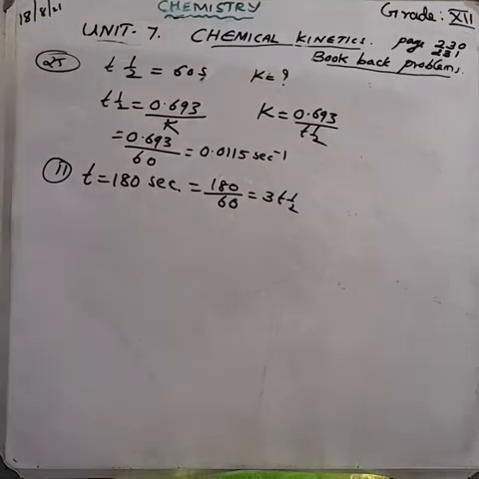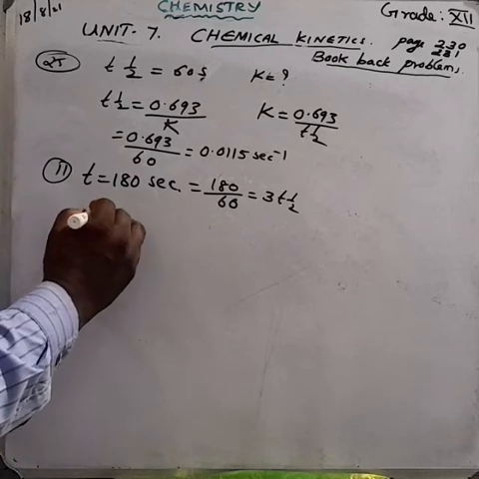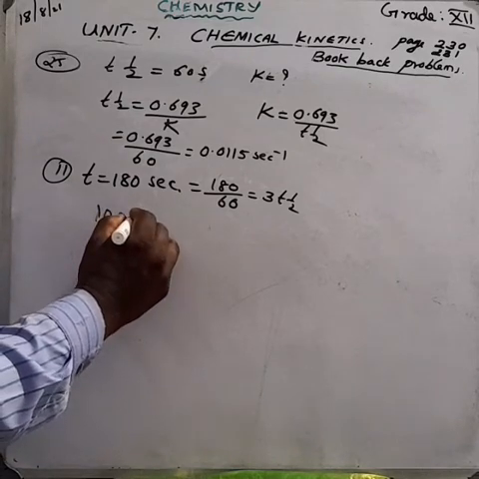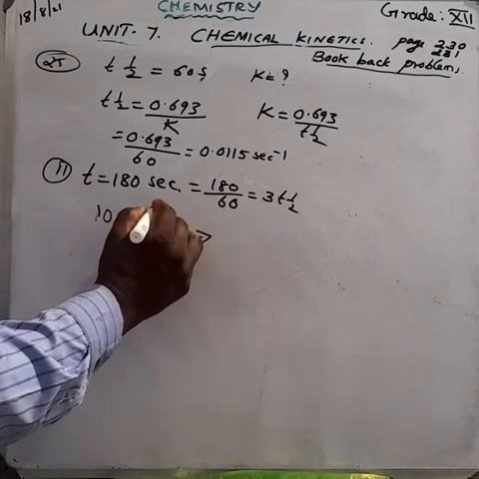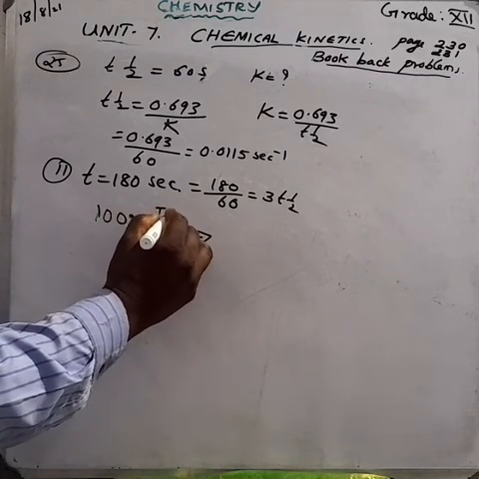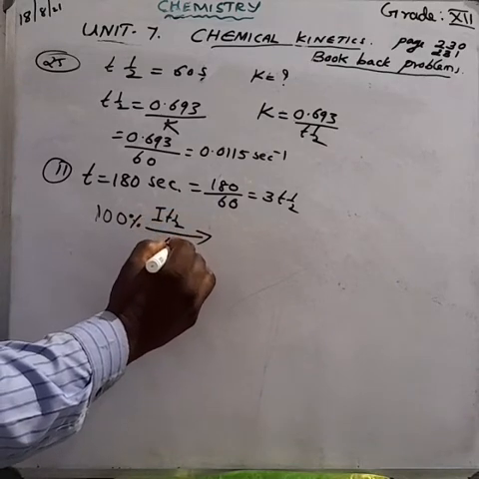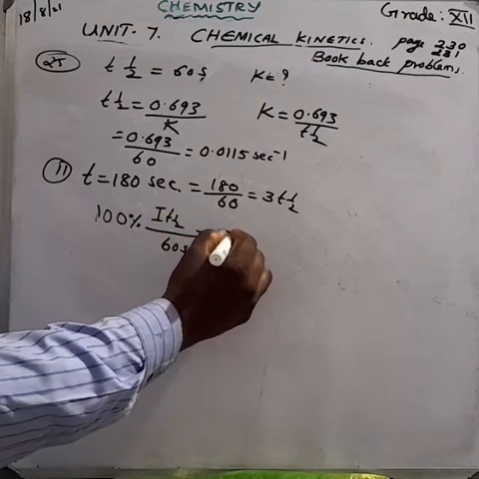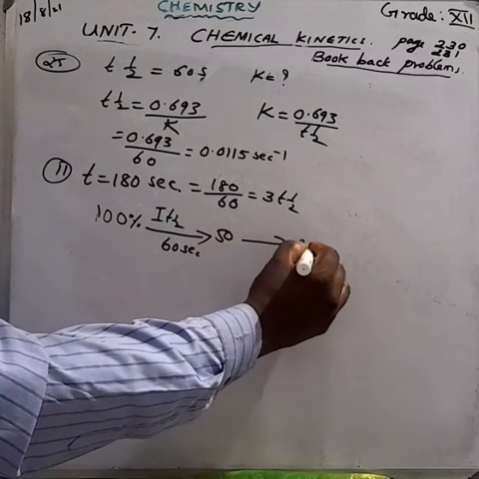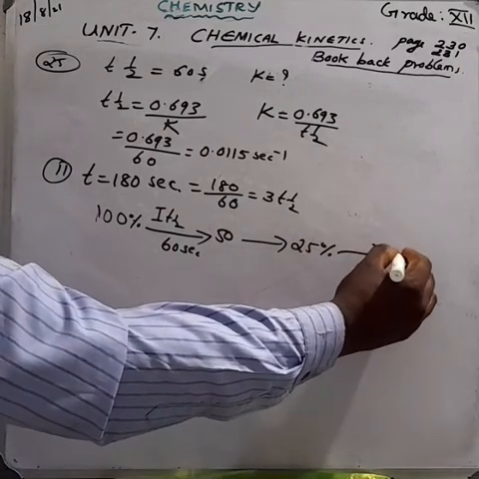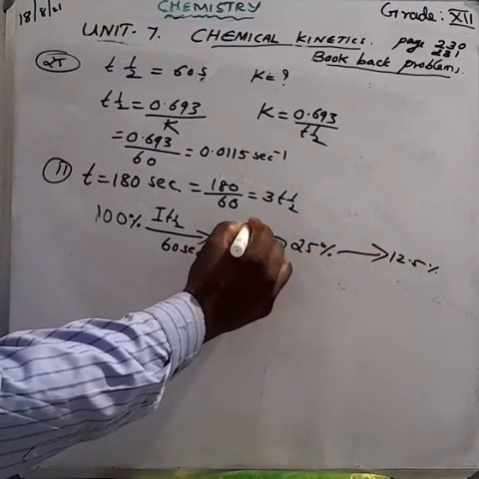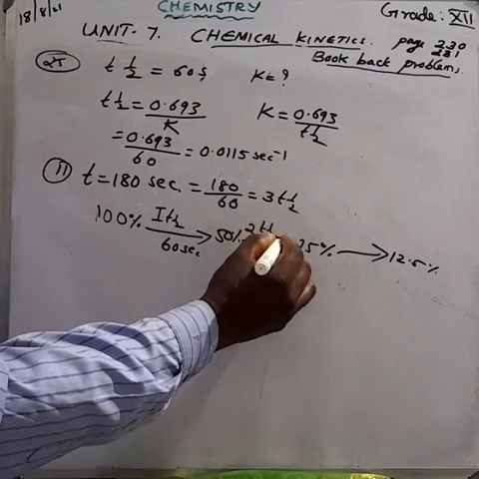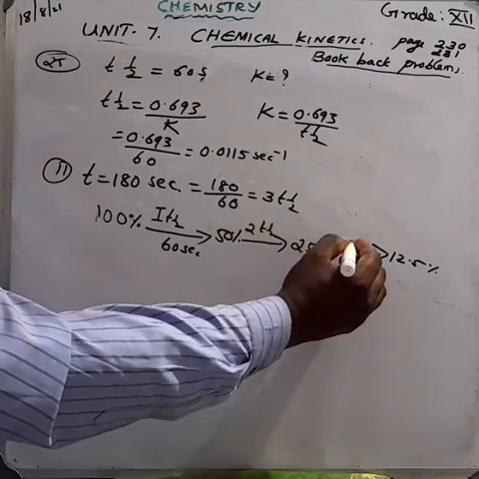Next step can be written as 100% gives first T half, that is 50%. 100% to 50%, that is a half time, okay? Next 50 to 25%. Next 25 to 12.5%. 100 to 50, that's the first half. 50 to 25, the second half. Next 25 to 12.5, third T half.